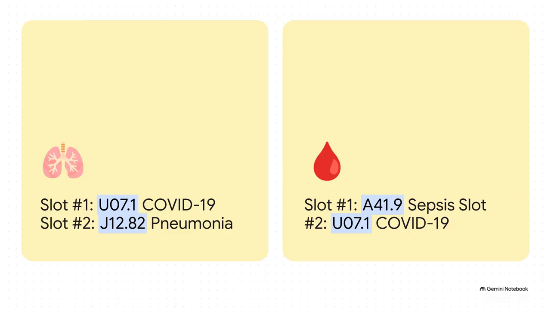But wait, here is the major exception. If that patient is admitted for sepsis caused by COVID, the sequencing totally flips. Sepsis, code A41.9, takes slot number 1, and COVID-19 gets bumped down to slot number 2. And it's the exact same rule for obstetrical complications or transplant complications. Those conditions will always demand the primary slot over U07.1.